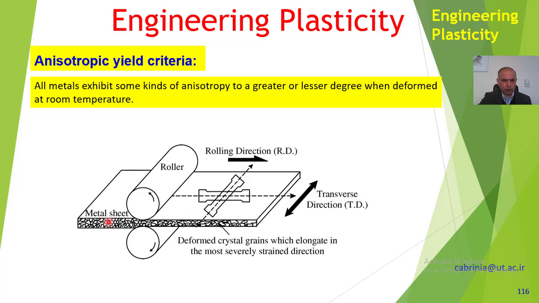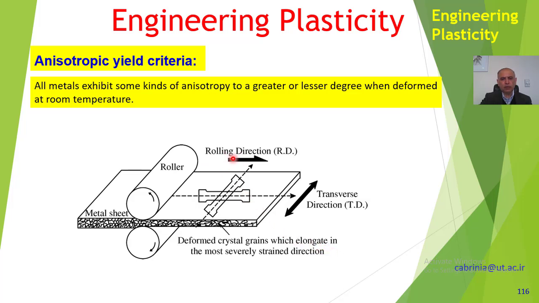So as you can see here, we have this sheet metal going under the rollers in the rolling mill, and the thickness is reduced and the length is increased. We are supposing that the width is almost constant. The width here and width here is almost constant. And we know that all metals exhibit some kinds of anisotropy to a greater or lesser degree when deformed at room temperature.